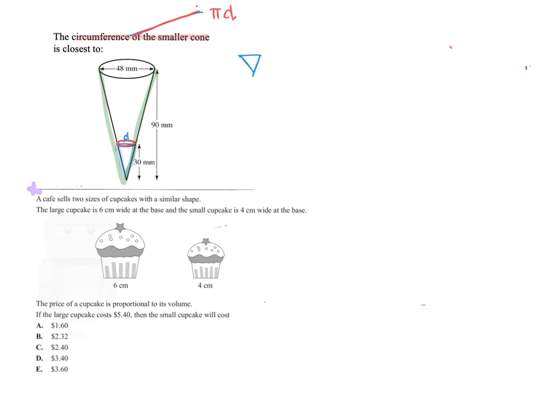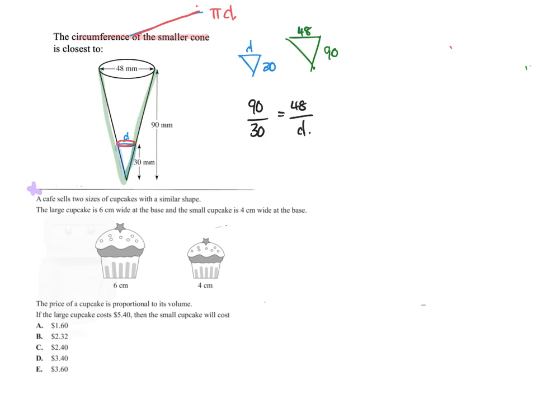All right, so then I have the larger cone here, and they've given me some dimensions. I've got 90 and I've got 30, so I can compare, and I also know that this is 48 across here, and this is the diameter that I need. Because they're similar, I can use corresponding ratios to do it. So essentially what I can say is that 90 over 30 must equal 48 over d.